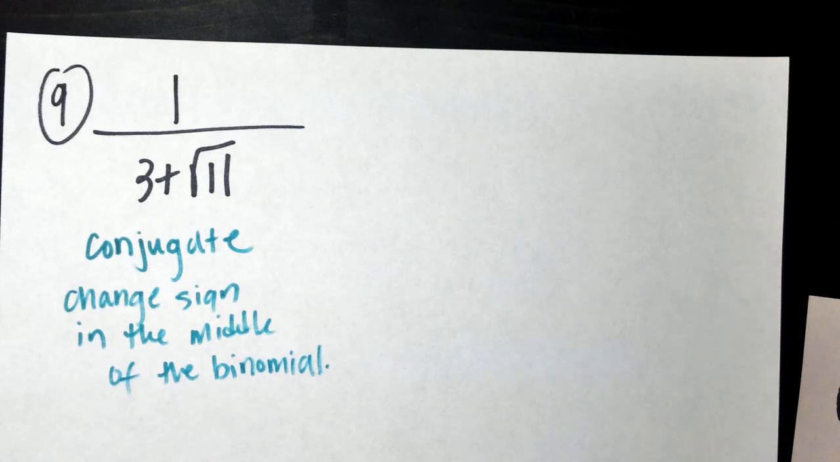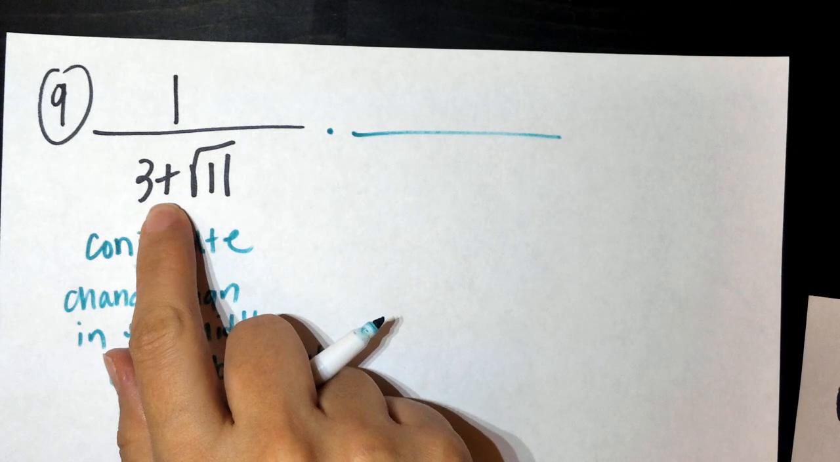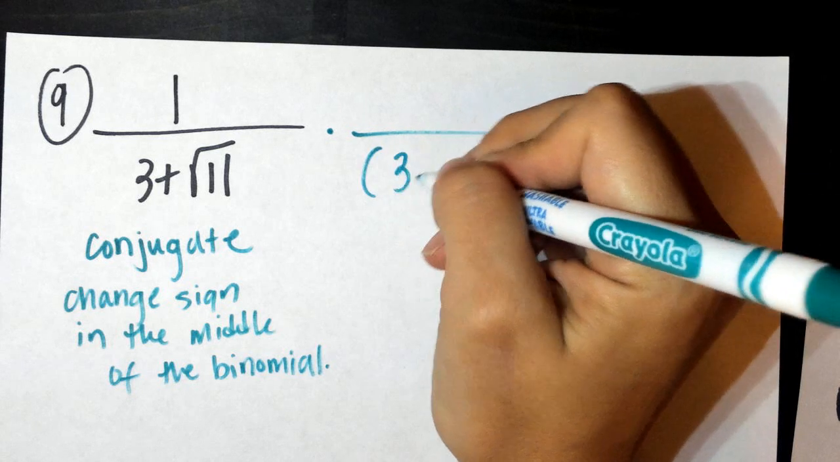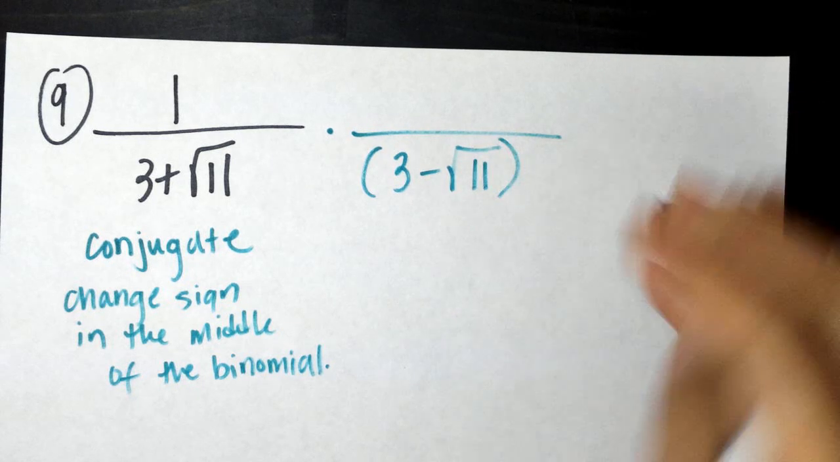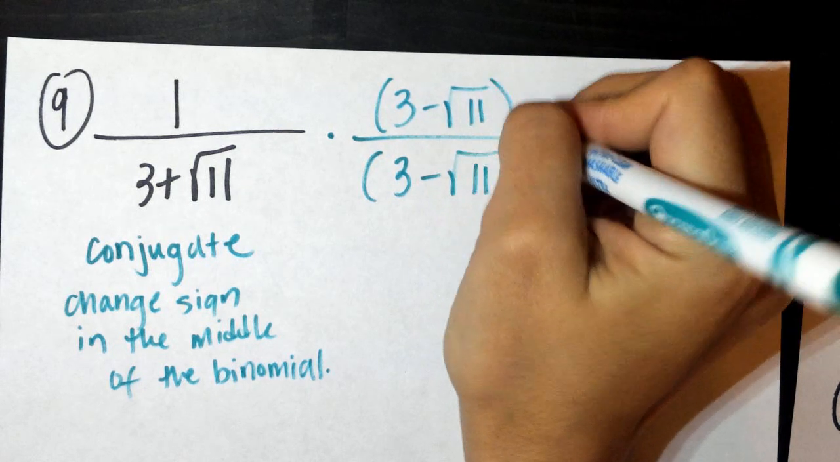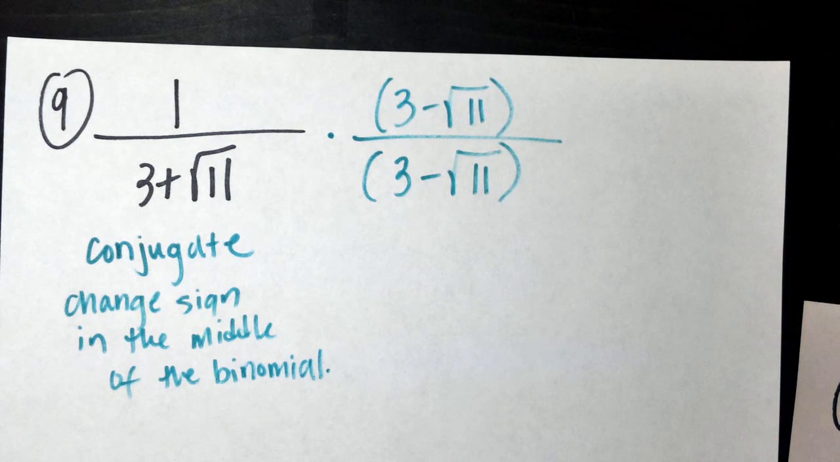So what we're going to do is multiply by its conjugate. What is the conjugate of this? You're going to change the sign on the inside. So instead of 3 plus the square root of 11, it's going to be 3 minus the square root of 11. And what I do to the bottom, you do to the top. Right?